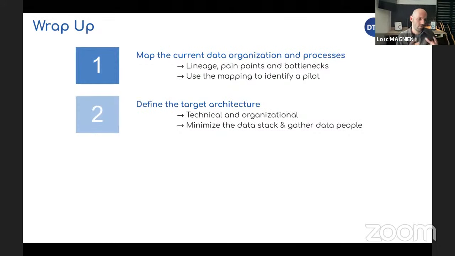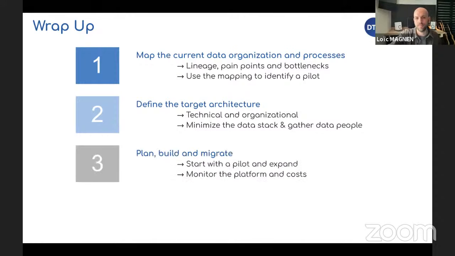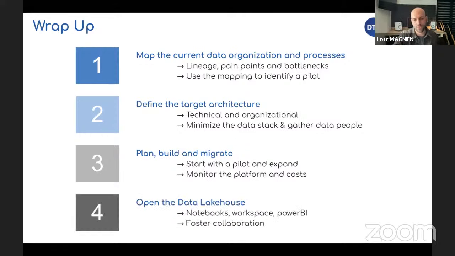So make sure to have the data people working together and working in the same technical fashion. Minimize your data stack. Plan, build, and migrate. So start with a pilot and then you expand. And monitor the platform and the cost as you are building your data lakehouse.